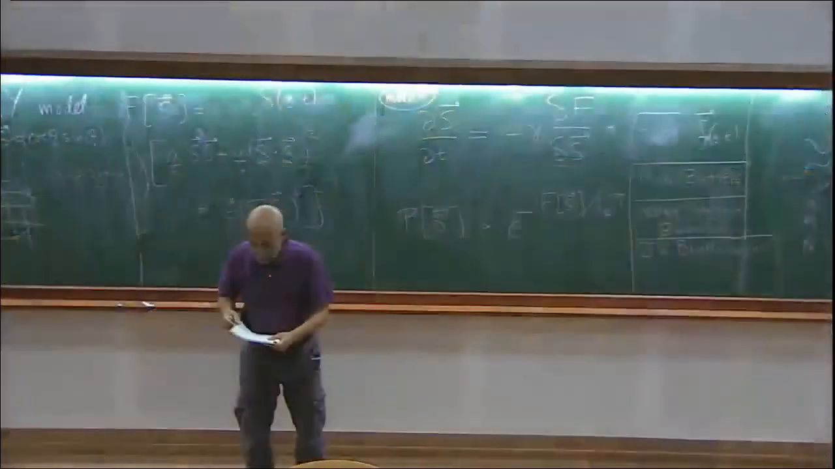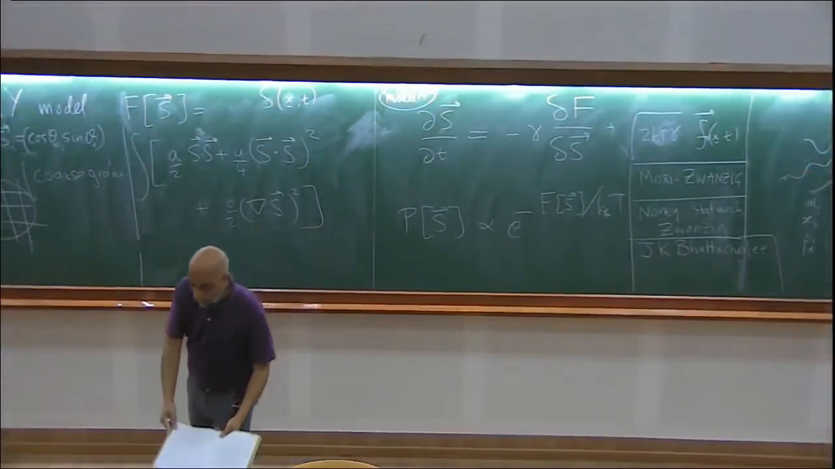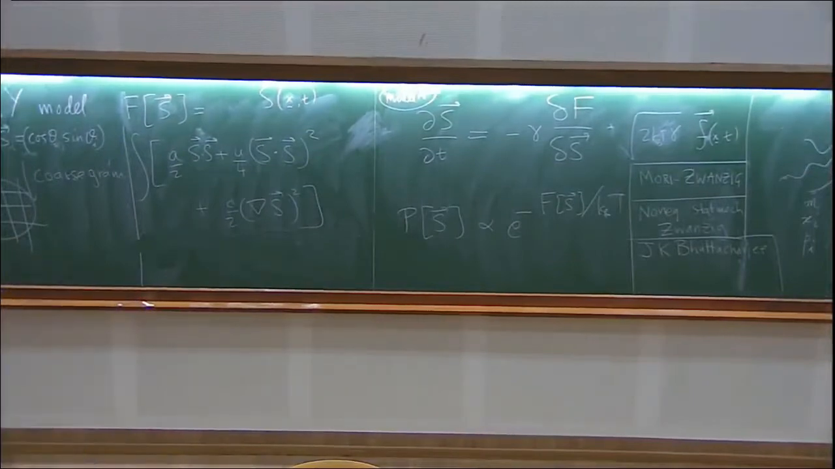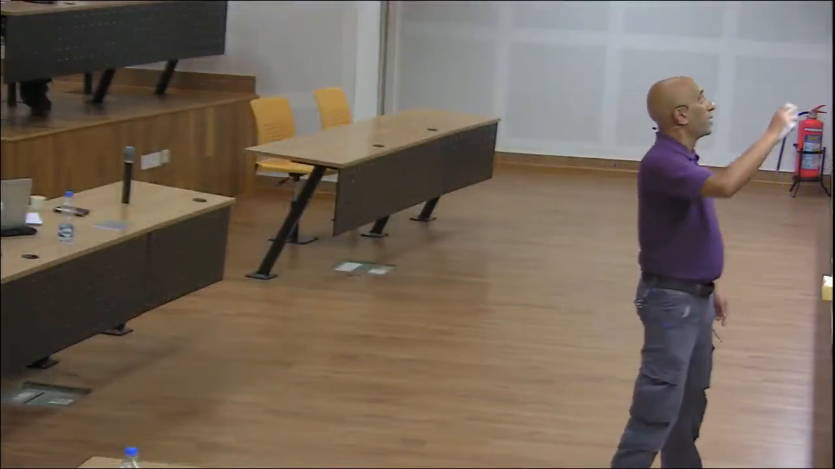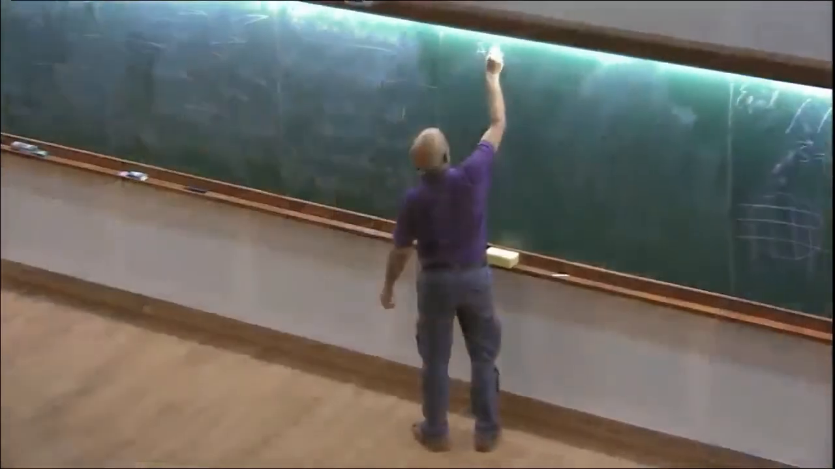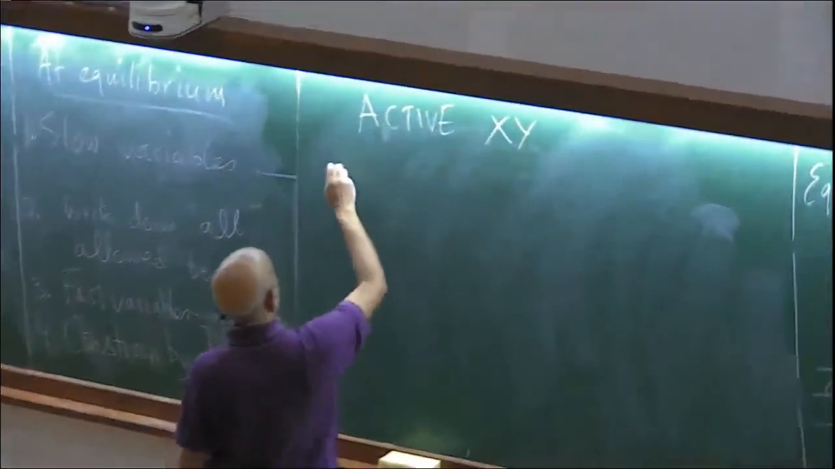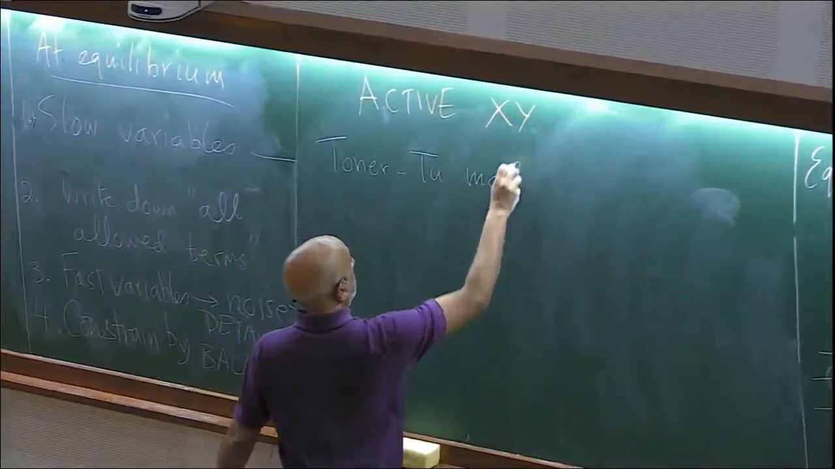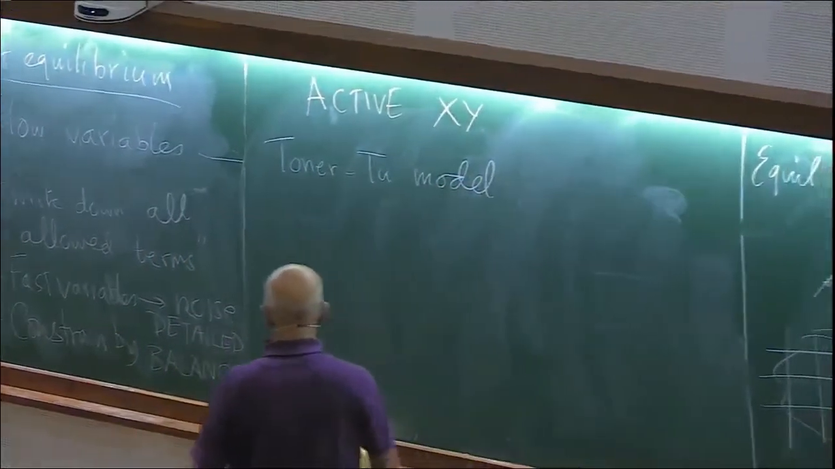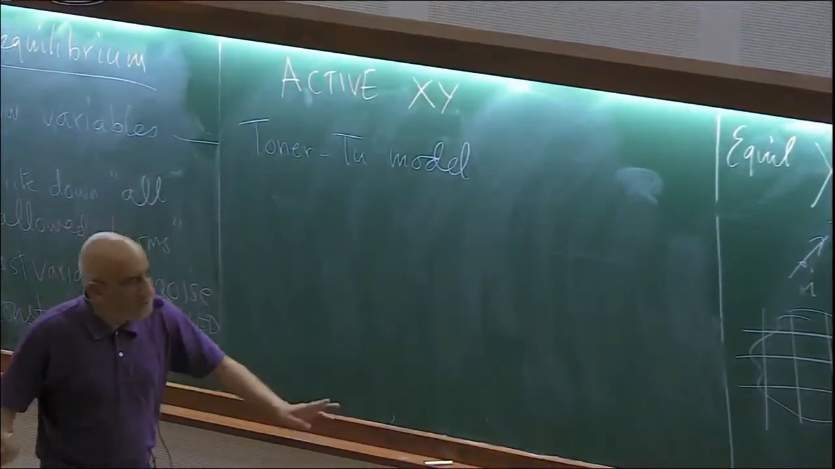So now maybe in the remaining 20 minutes, I think what I'll do is not formalism. I'll very quickly show you what happens when you have a system of this sort. What I mean is that these S's are now vectors. First, there's two differences, okay? So now I want to talk about the active case. Active XY is also known as the Toner-Tu model. I'm actually deviating a lot from my outline, but it's life.